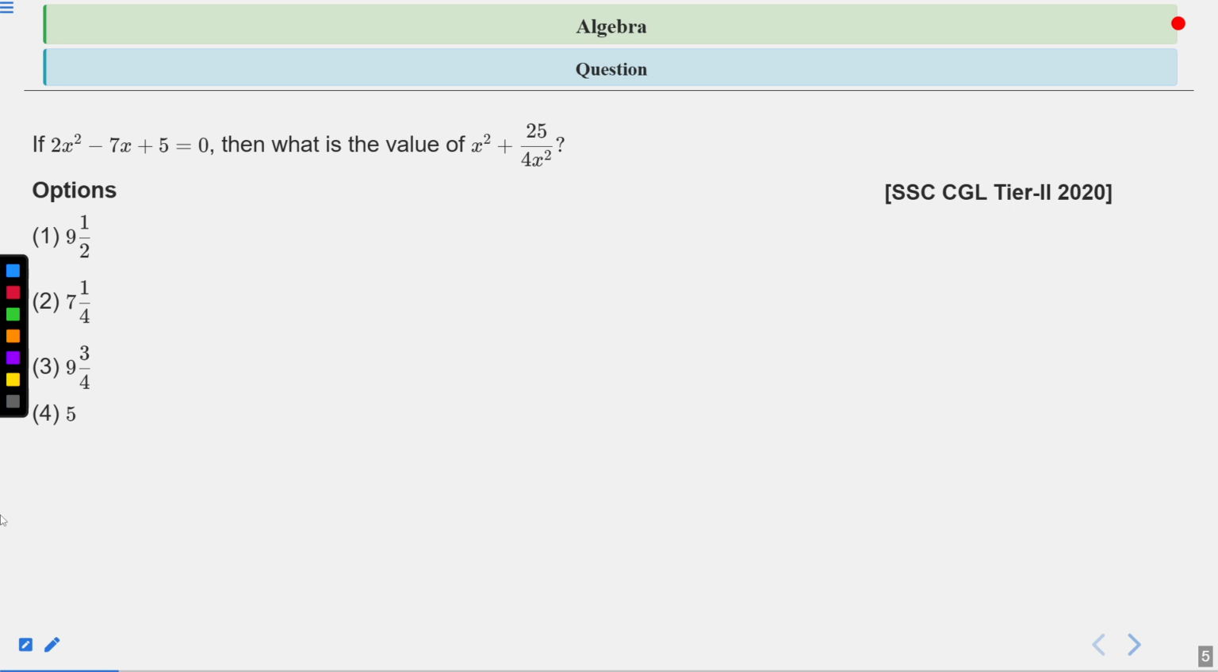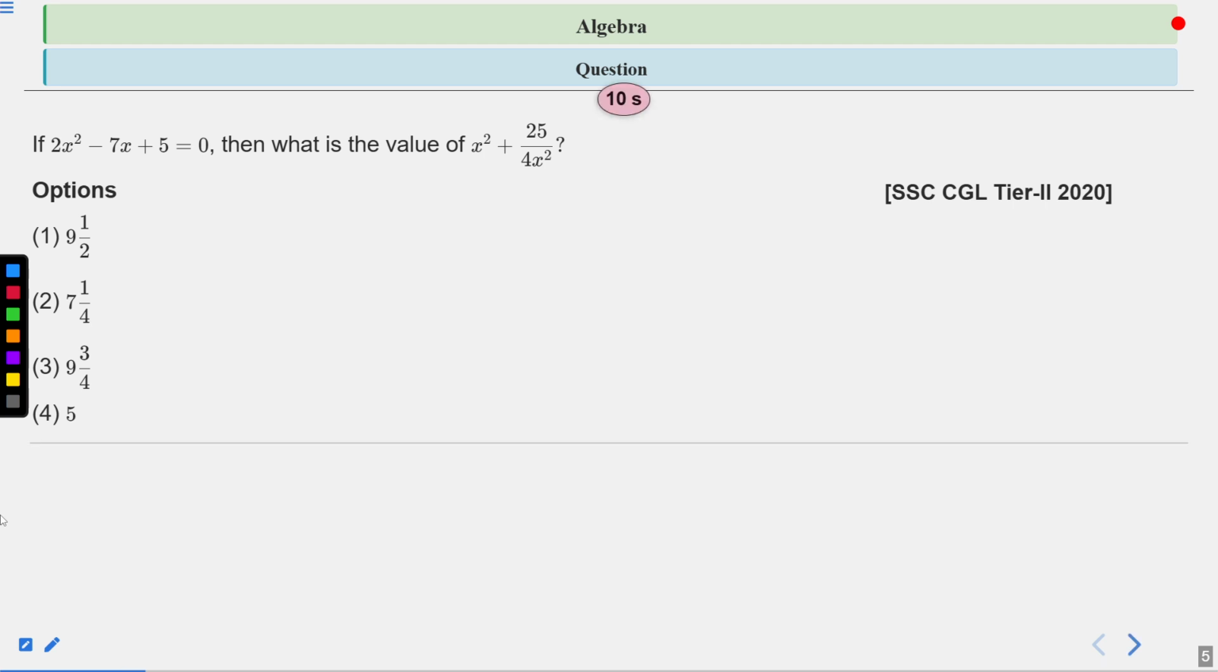If 2x square minus 7x plus 5 equals 0, then what is the value of x square plus 25 upon 4x square? This question was asked in the SSC CGL Tier 2 exam in 2020. There are four options. First one is 9 and a half. Second is 7 and 1 by 4. Third one is 9 and 3 by 4. And fourth one is 5.